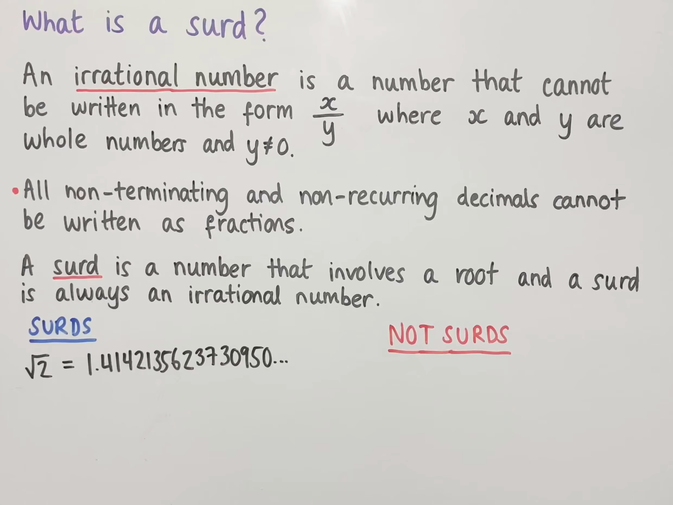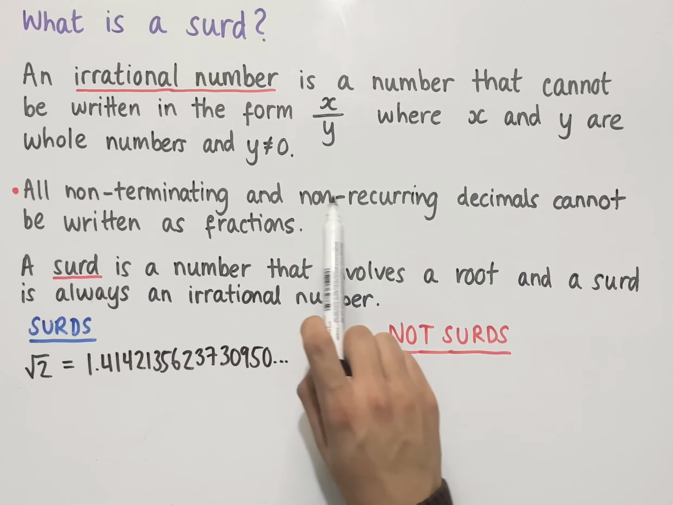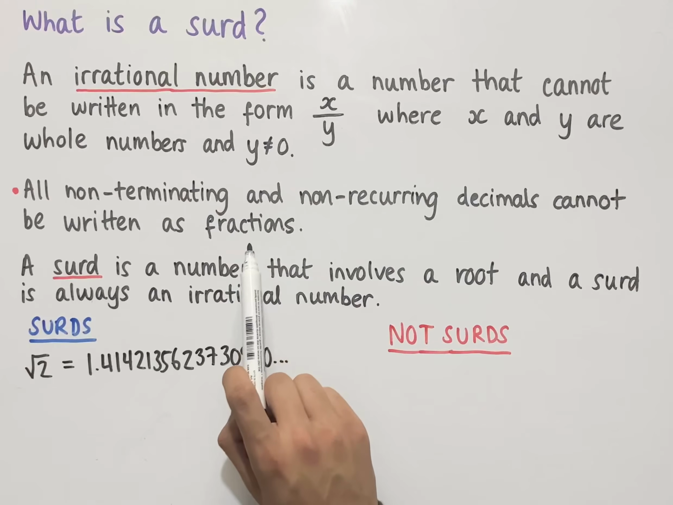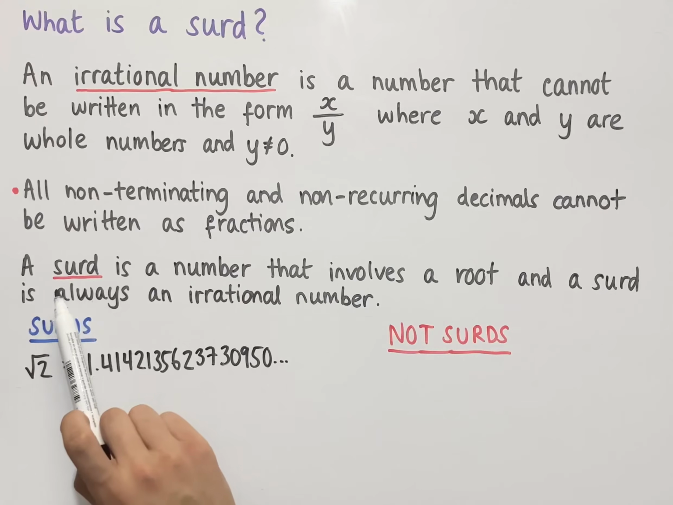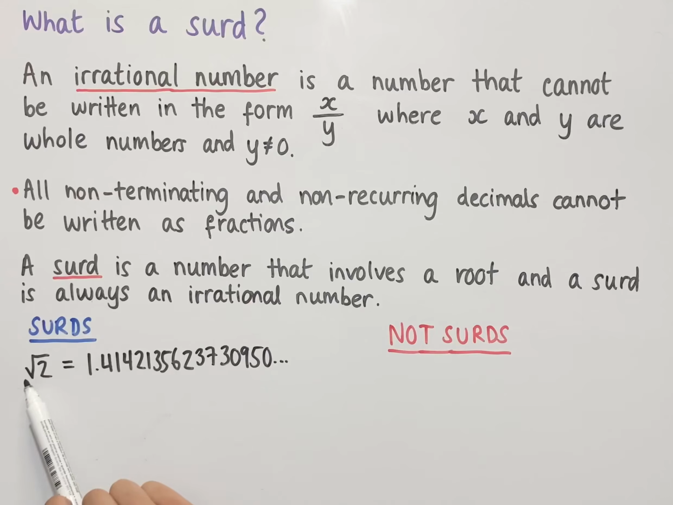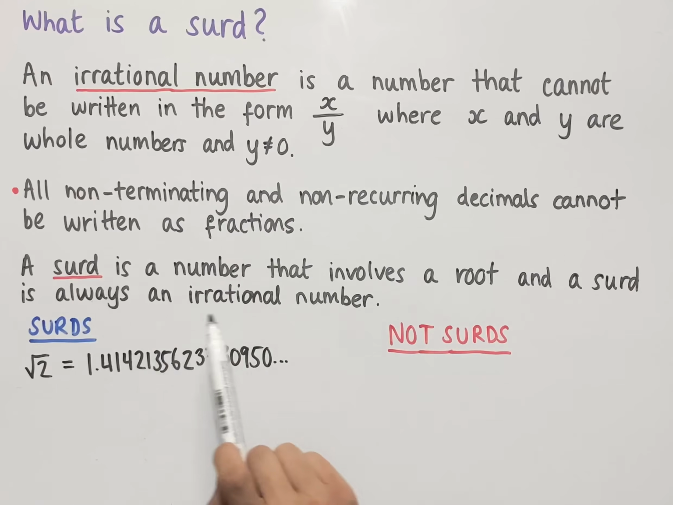And so therefore, we can say that the square root of 2 is a surd, since we said that all non-terminating and non-recurring decimals cannot be written as fractions, and so therefore they must be irrational. And by the definition, a surd is a number that involves a root, so we have the square root here, and a surd is always an irrational number, and this number here is irrational.